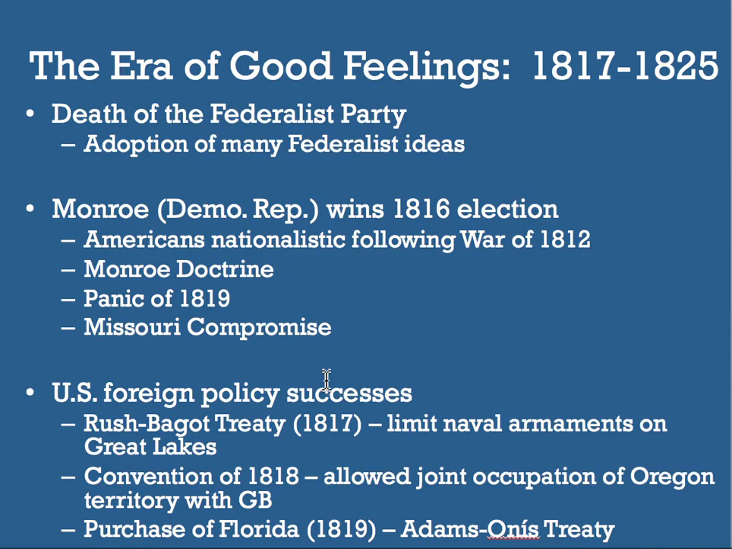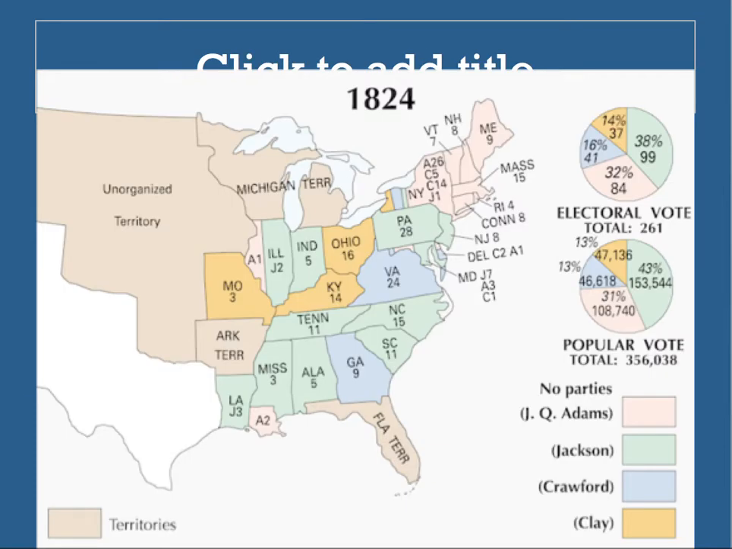But of course, this Era of Good Feelings comes to an end with those two events I mentioned prior, the Panic of 1819, which causes economic turmoil, the Missouri Compromise over the expansion of slavery, which causes social turmoil, and then finally the Corrupt Bargain of 1824, which causes political turmoil. As you see here from this election map, we have our election of 1824, and here we have four major candidates.